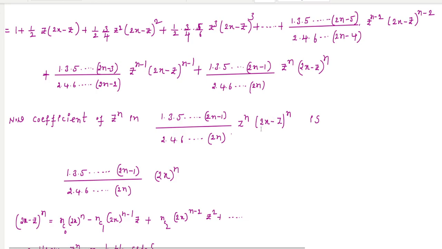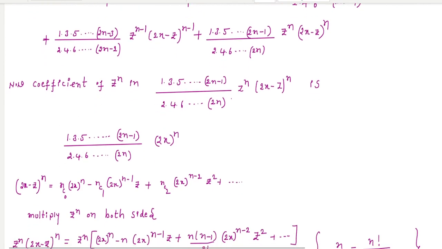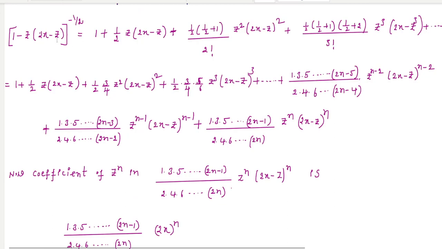For that, first I'm going to use (2x minus z) whole power n and expand it like this. This is also a Taylor series, right? So we need to expand (2x minus z) whole power n: nC0 (2x) whole power n minus, because here minus is there and here plus is there, so we'll get alternate signs. In case both were minus, you would get an equation with all plus values.